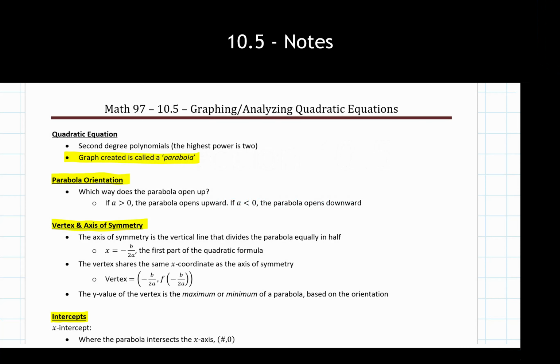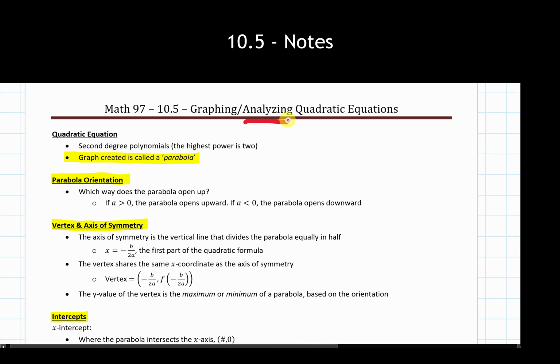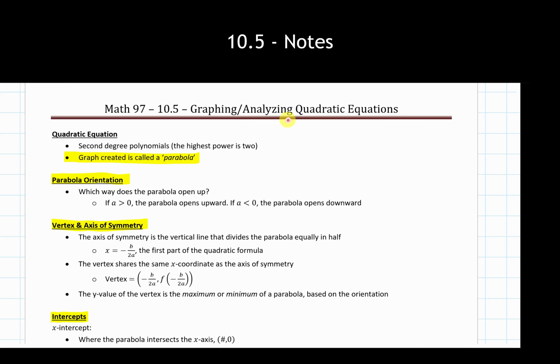Section 10.5 has us working with graphing and analyzing quadratic equations. We're going to be spending a bit more time analyzing these quadratic equations than graphing them, because graphing is something we've covered in previous videos. But analyzing is something a little bit new and different, and we're going to go through the different things that we are going to be looking for in these quadratic equations and how we can get to those answers.